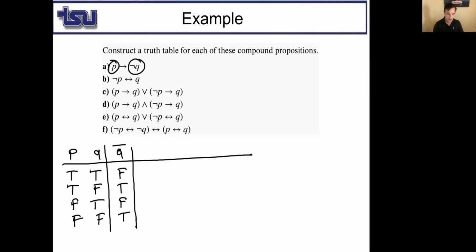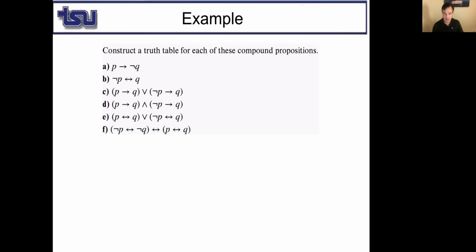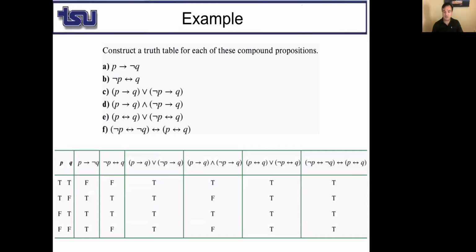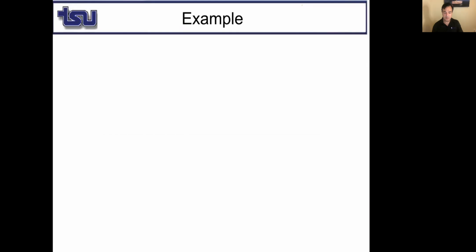All right, now I can do P implies Q naught. Here is P, this is the premise, this is the conclusion. Premise is true, conclusion is false, so that is false. Premise is true, conclusion is true, that is true. If the premise is false, no matter what the conclusion is, it's always true. So that's the first one. And you can obviously do the rest. I'm going to give you the answers here, and then I'd like you to work on them by yourself.